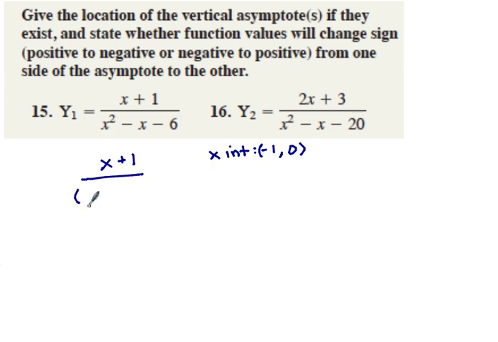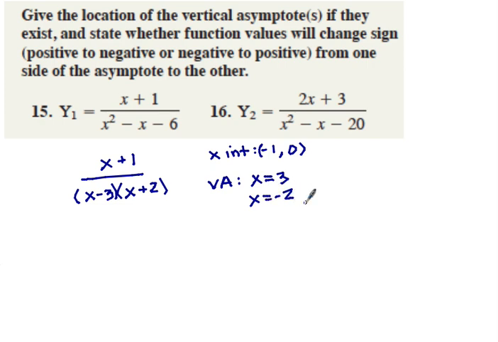And then that makes the whole bottom just kind of disappear. We can factor the bottom into an x minus 3 and an x plus 2. So where are my 2, in this case, vertical asymptotes? One of them is located at x equals 3, and the second one is at x equals -2.